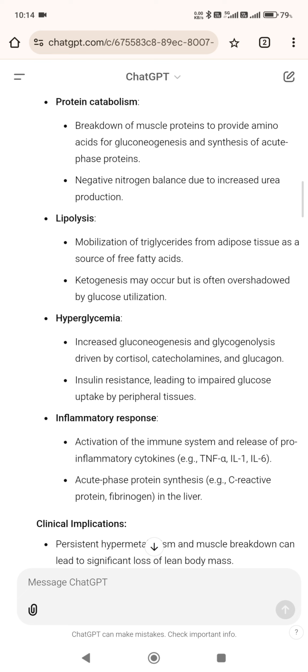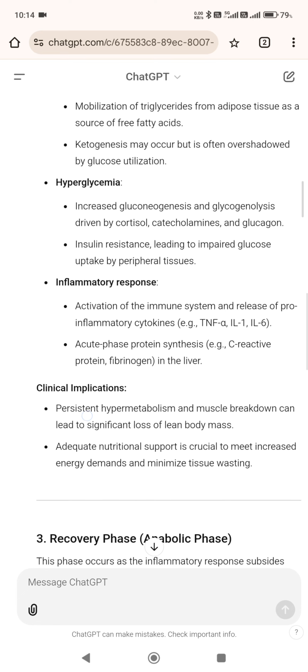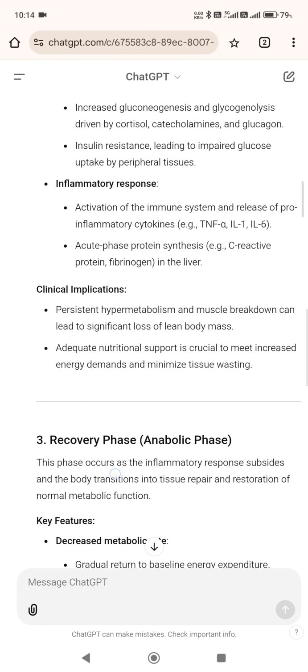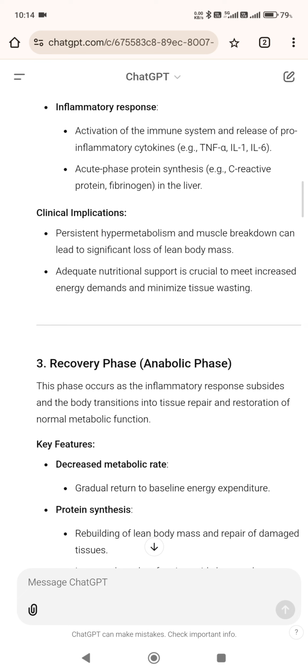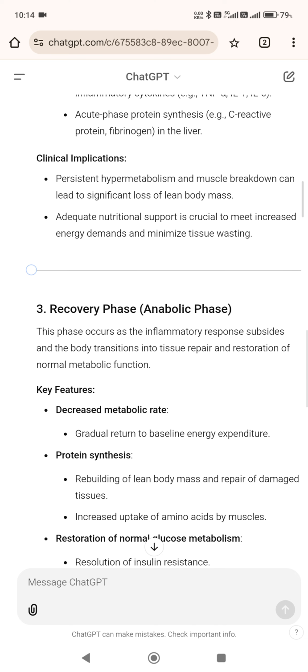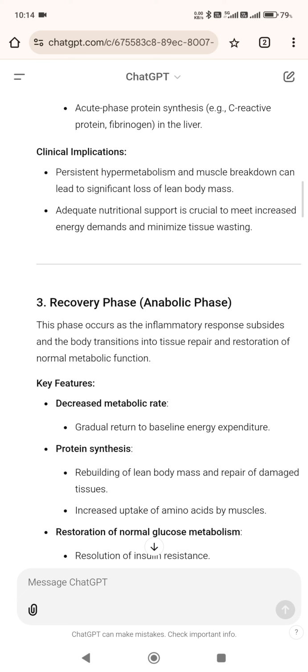Hyperglycemia, increased gluconeogenesis and glycogenolysis driven by cortisol, catecholamines, and glucagon. Insulin resistance, leading to impaired glucose uptake by peripheral tissues. Inflammatory response, activation of the immune system, and release of pro-inflammatory cytokines, e.g., TNF-alpha, IL-1, IL-6. Acute phase protein synthesis, e.g., C-reactive protein, fibrinogen in the liver.